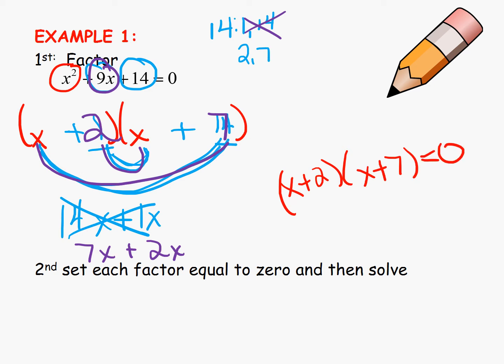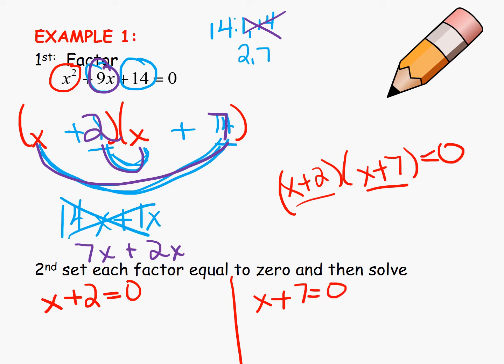Now my second step, the new step that we have never done until this video, is this: if we have a factor times a factor to get back a product of 0, we need to set x plus 2 equal to 0. When I say set it equal to 0, I mean write the mini equation x plus 2 equals 0. And then we need to set x plus 7 equal to 0. And in order to find two solutions, we just have to solve for x, or get x alone.